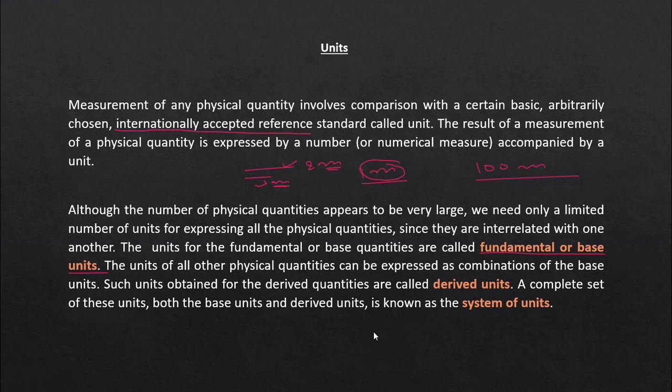Like velocity, what is the unit of velocity? It will be something like meter per second. So it is being derived from meter and second. So for this velocity, it is called the derived unit. A complete set of units with both base unit and derived unit is also called the system of units.